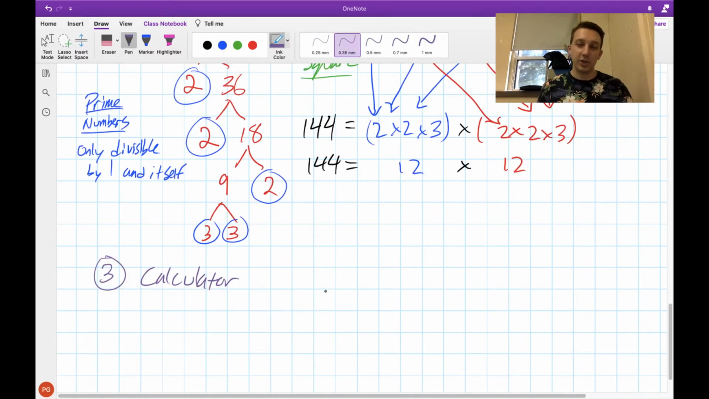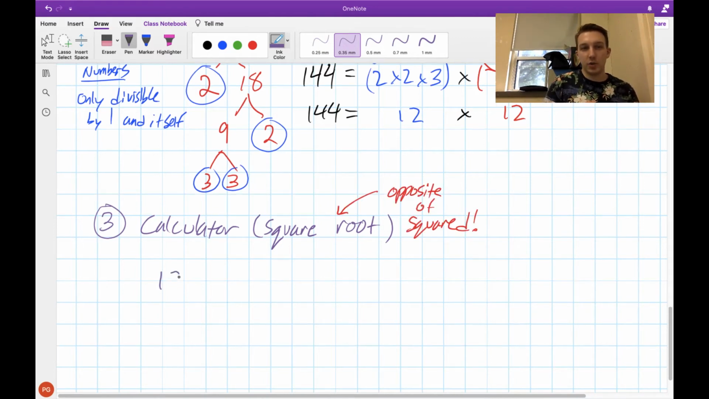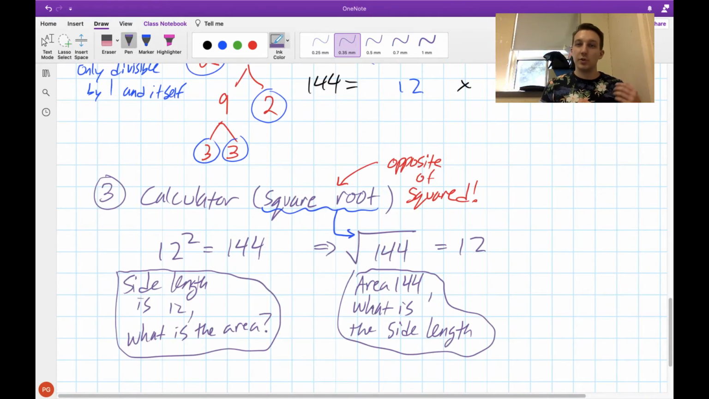The third way we can check if it's a perfect square is to use a calculator. And for that, we would use a square root button. Now, what a square root button means is the opposite of a square. So if we know that 12 squared equals 144, then the square root of 144 is equal to 12. So this little symbol right here almost looks like a check mark with a line over it. That's a square root. So the squares and the square roots are opposite for one another.